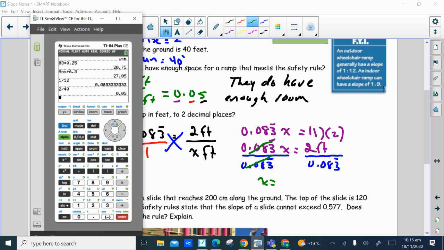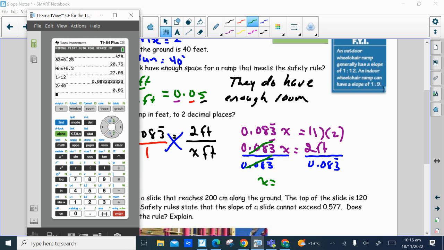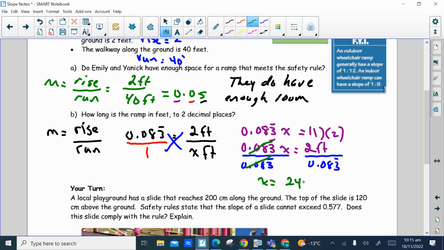I need to divide 2 by, and you want to use the entire decimal, 0.08, and I'm going to fill up my screen with 3's. I didn't save it into my memory slot, so I need to do it this way. 2 divided by that decimal. The more decimals you use, the more accurate your answer is, and it's actually going to be exactly 24 feet. We don't have to round it at all.